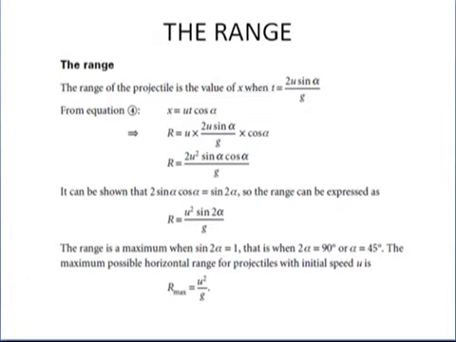Another important equation is the range. The range is defined to be u squared sine 2 alpha over g, where is the distance, the horizontal distance traversed by the projectile in its flight. And the maximum range occurs when alpha is equal to 45 degrees and is equal to u squared over g.